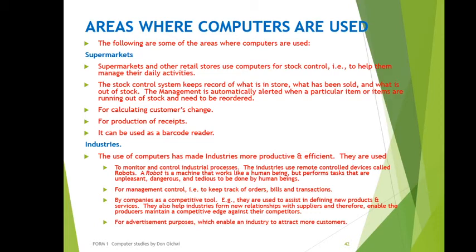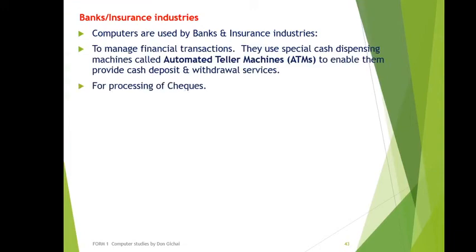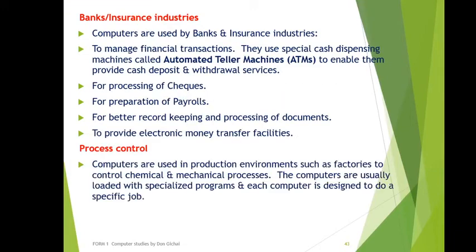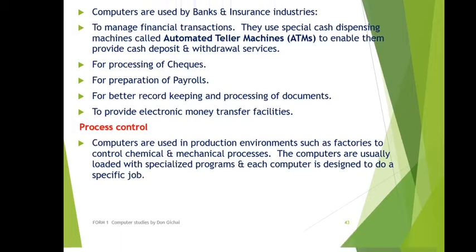We have industries. In industries, we have gadgets like robots. We also have conveyor belt machines. They are controlled by computers. Therefore, in industries, computers are used to control robots and also for process control. Then we also have the banks and insurance companies. In these places, computers are used for processing checks, preparation of payroll, record keeping, money transfer facilities, etc. Then you also have process control. Computers are used in production environments such as factories to control chemical and mechanical processes.